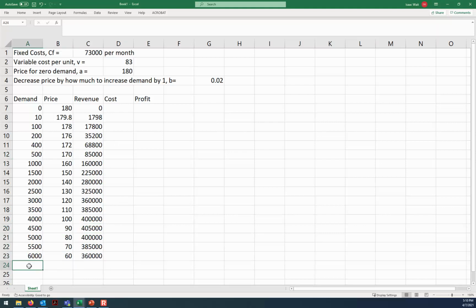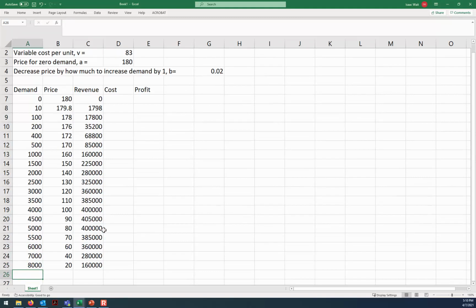And we talked about why revenue peaks and then continues going downward. In fact, let me go through a little bit more here. I got 7,000, 8,000. The revenue is definitely going down, and the reason why is even though we're selling a lot, our sales price is so low that revenue has decreased.